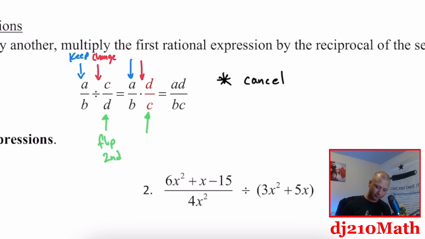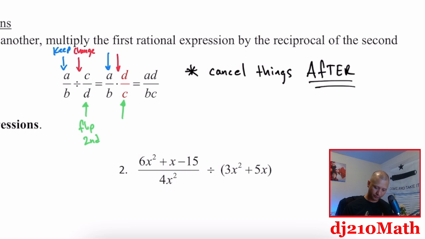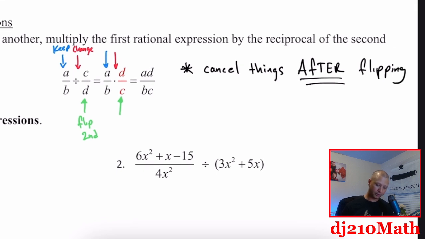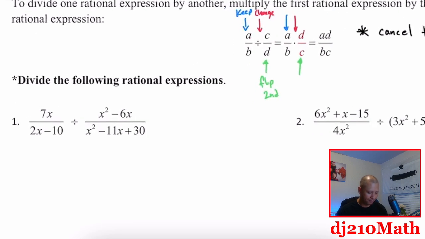Cancel things after flipping. So you keep, change, flip, and then cancel, right? Never, ever, ever cancel things out and then start trying to flip things. It's keep the first, change the multiplication, flip the second, and now start canceling things out. That's the order. So let's try it.